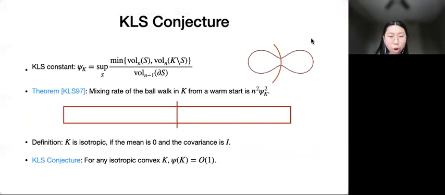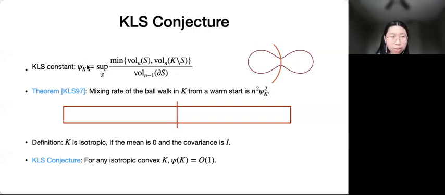We can measure this property of the set K by a constant called the KLS constant. It measures whether K has a small cut with large volume on both sides. It is defined as psi K equals the supremum over all subsets S in K. S divides K into two parts, S and K minus S, and we take the volume of the smaller one and divide it by the volume of the cut.